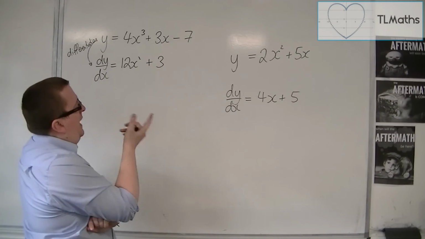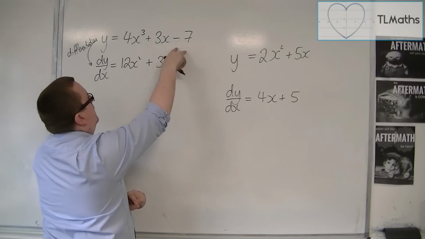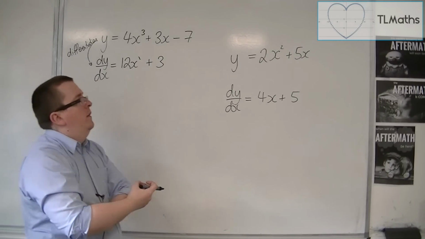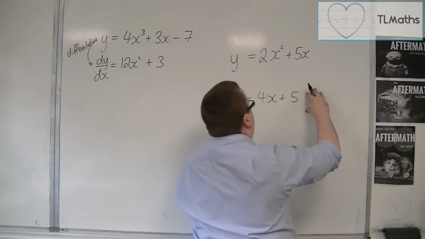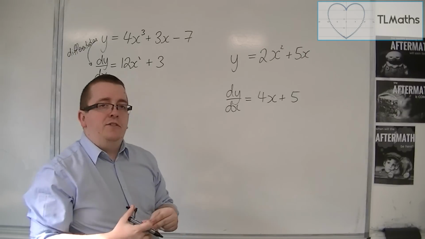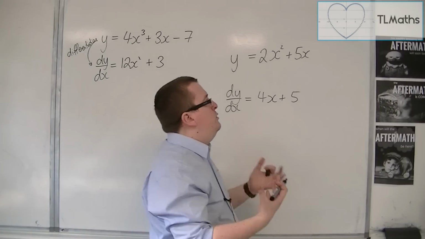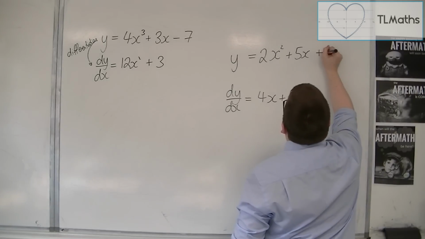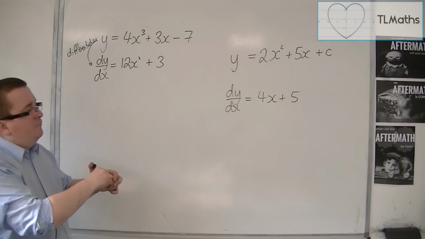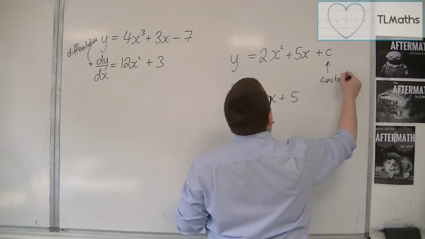Now, how about this minus 7 that I had there? Because when I differentiated, the minus 7 just disappeared. I lost a bit of information. Here, I don't have that information. I don't know if the original curve had plus 100 or minus 600 or plus pi or whatever. I don't know what that number is, and so I must put in a number replacing it. Okay, so a number that we're going to refer to as the constant of integration.